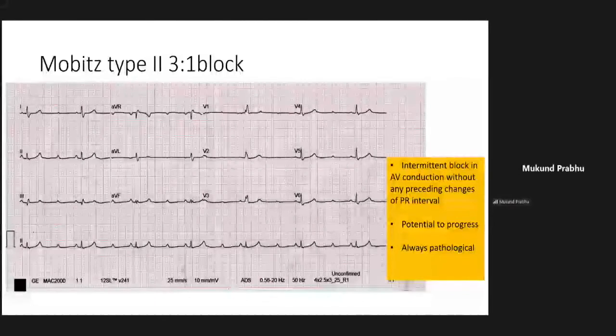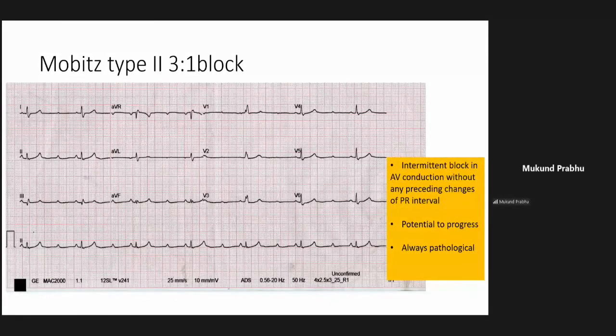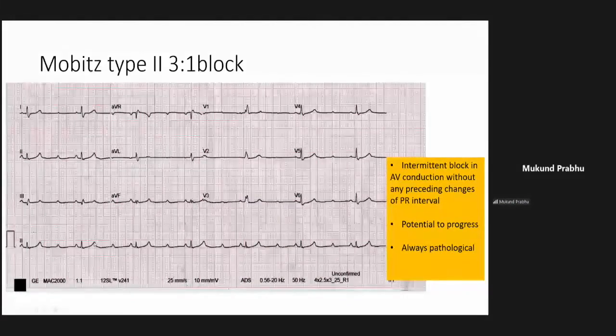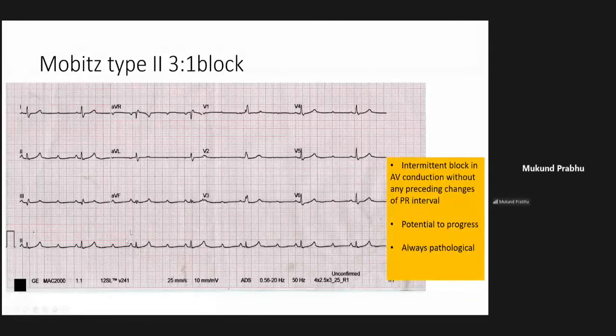More ominous is the Mobitz type 2 block, where there is an abrupt intermittent blockage in AV conduction without any preceding changes of the PR interval. It has potential to progress and is always pathological. Like in this case, every third P wave is conducted. Two of them are blocked, one, two, and the third one managed to get conducted with a constant PR interval. If you see the conducted PR intervals, all of them are constant. So in the widest sense, this is also a high-grade AV block, which is defined as two consecutive P waves getting blocked. All Mobitz type 2 blocks are also high-grade AV blocks, and perhaps most of them will need pacemakers unless there is a reversible cause.